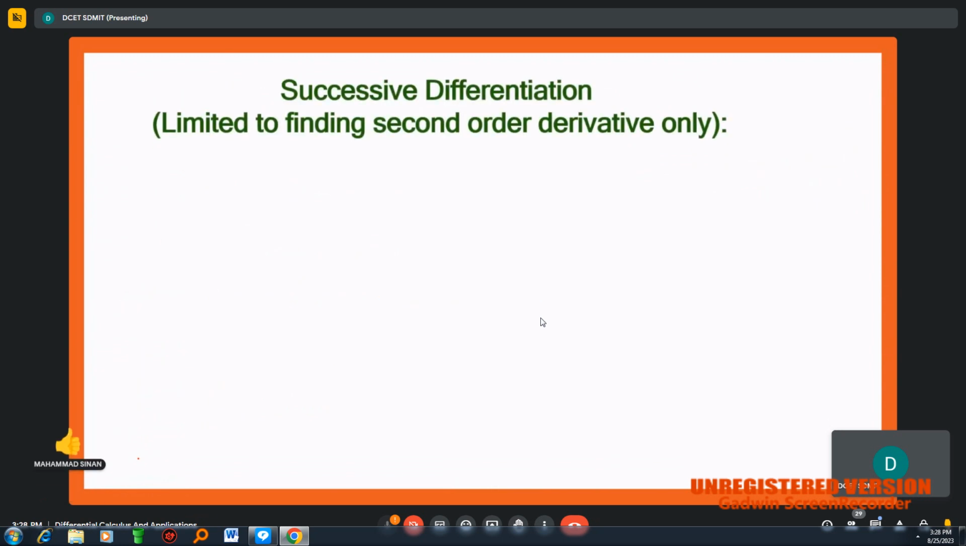Next, successive differentiation. Limited to finding second order derivatives, which means in your syllabus it is only up to the second order. Higher order derivatives are not there, only up to the second derivative. Now, in general, successive differentiation means second order differentiation. What is second order differentiation? Second order differentiation is nothing but the differentiation of the first order derivative.